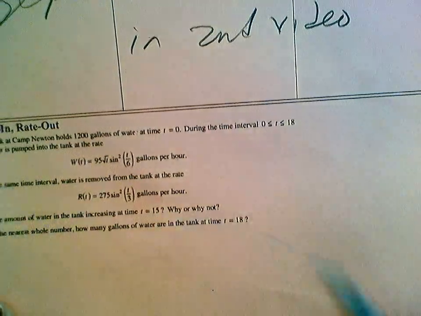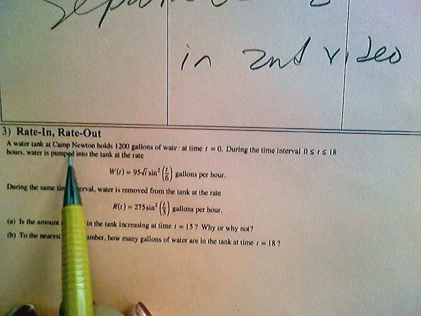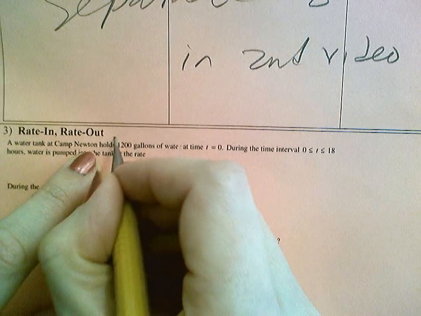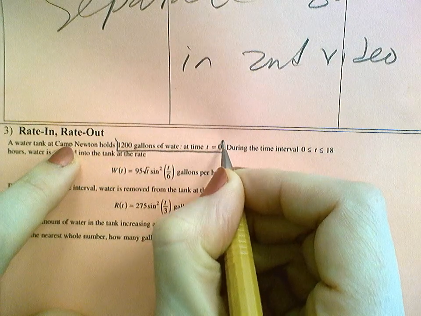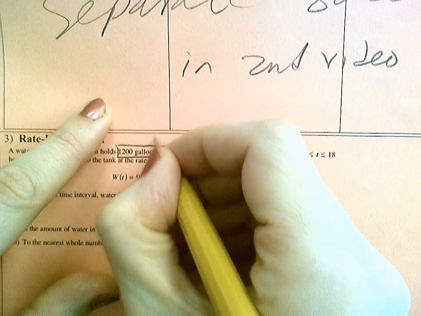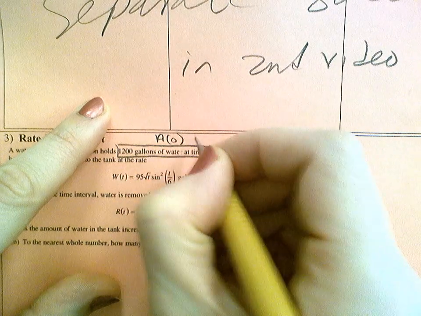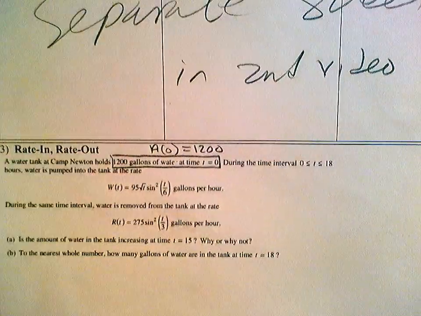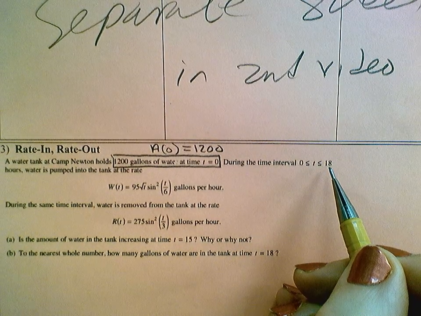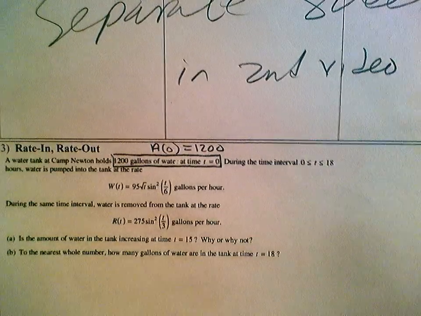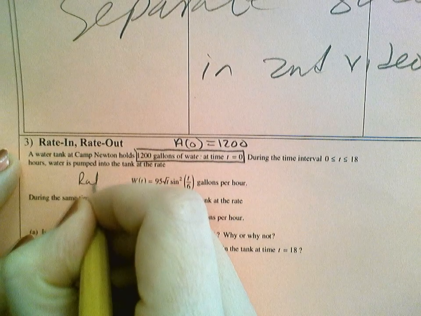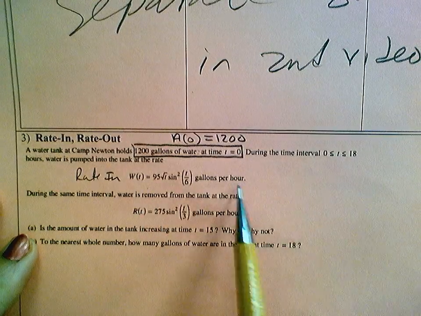Okay, now these types of problems are rate in, rate out problems. So a water tank at Camp Newton holds 1,200 gallons of water at time t equals 0. So let me say, I'll use A for amount. So the amount of water in the tank at t equals 0 is 1,200. During the time interval 0 to 18 hours, water is pumped into the tank at this rate. So guys, this is the rate in, W of t.